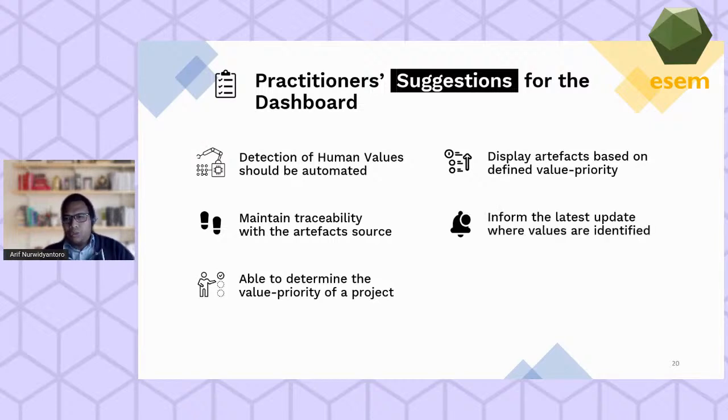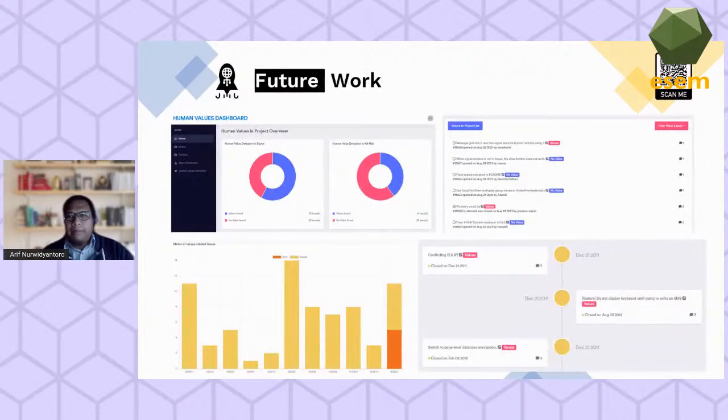The practitioners also want to be kept updated when values are identified. And lastly, the human values dashboard should provide views to support various roles in software development. As future work of this paper, we are currently developing the next version of the prototype, including development of automatic detection of human values, and providing several views for various software development roles.